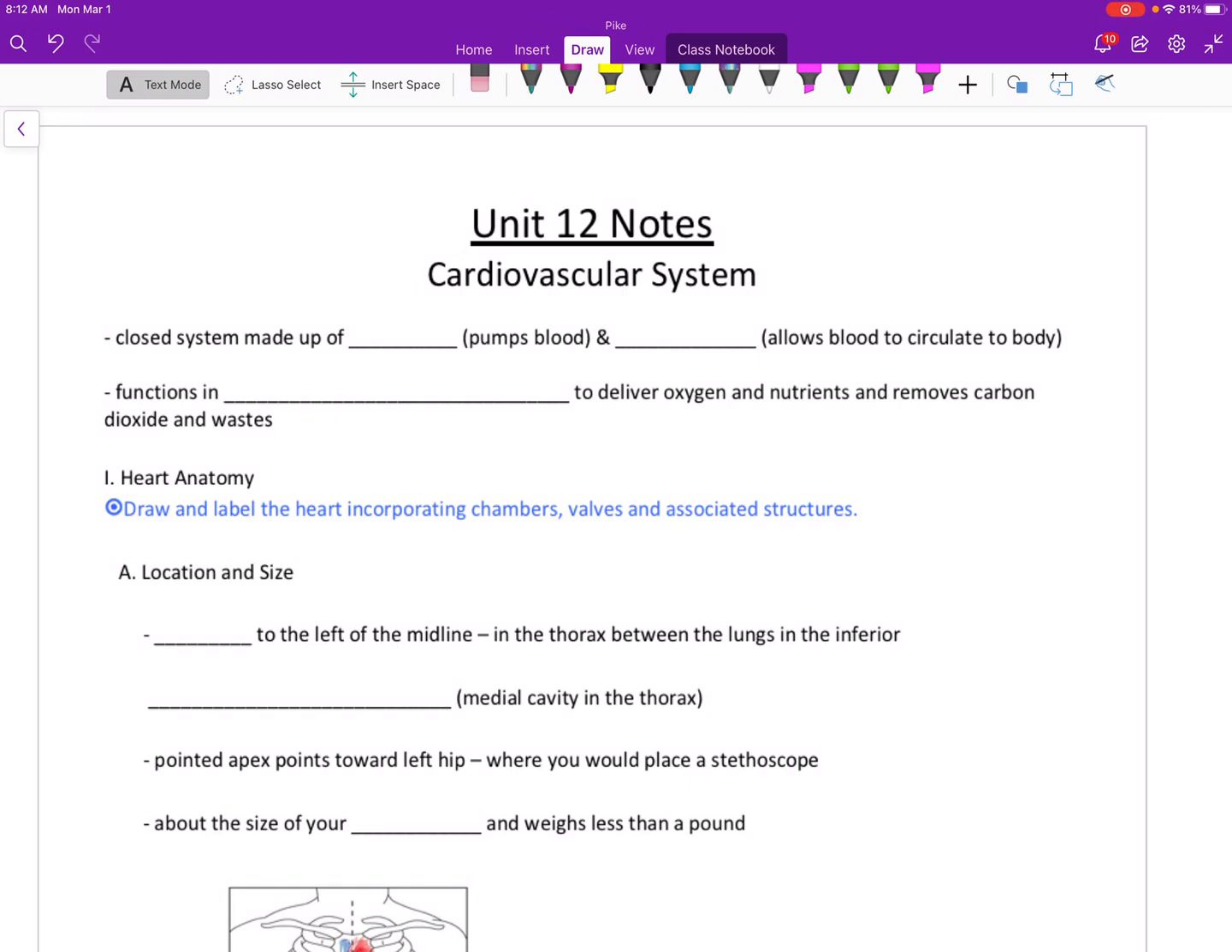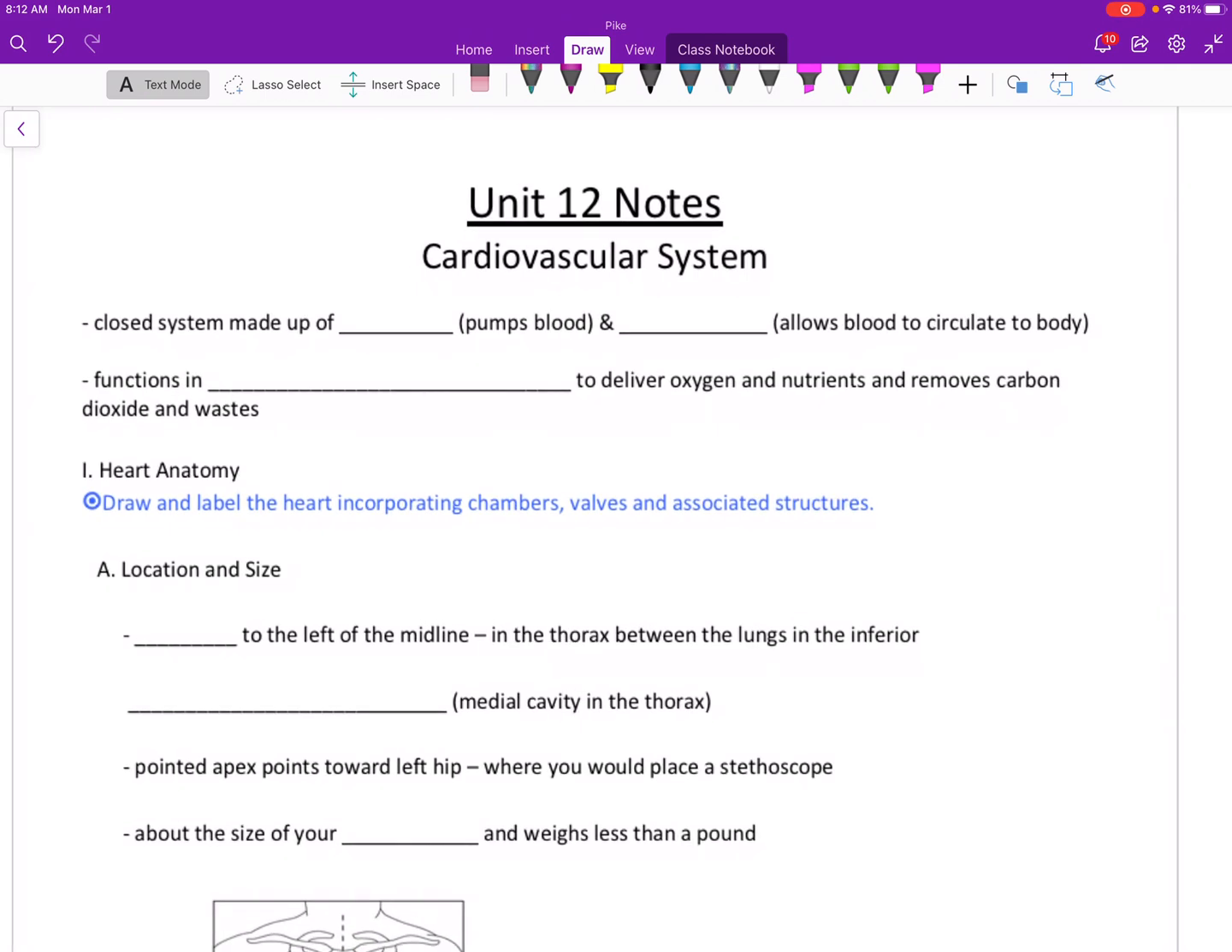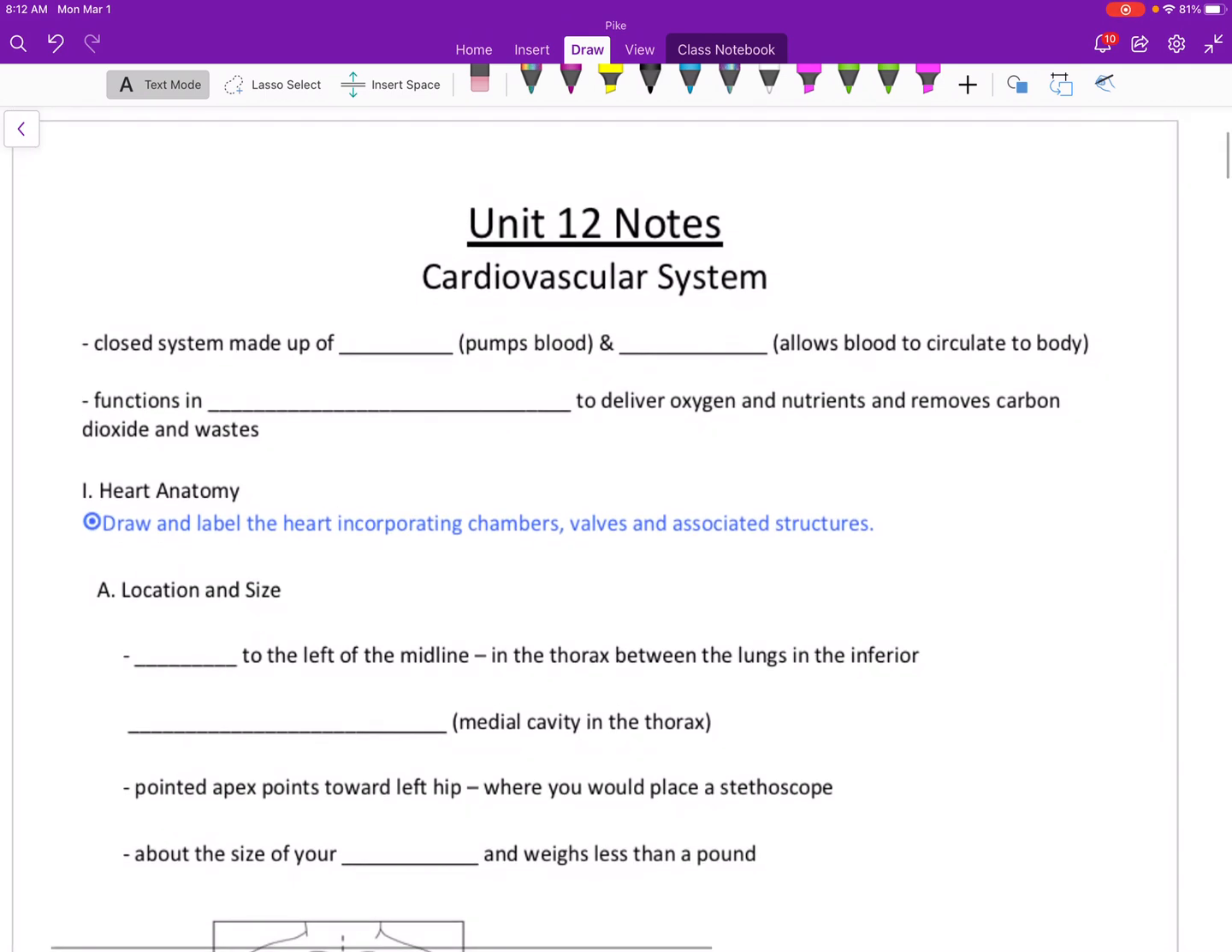And so the cardiovascular system is just a closed system, meaning no parts of this system are open to the outside, like say your digestive system or respiratory system or urinary system. This system is all closed, and it's made up of the heart, which is a pump. It's pumping blood, and all of our blood vessels, which are transporting that blood, circulating it to the body.